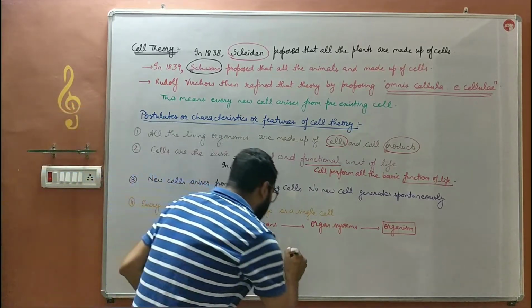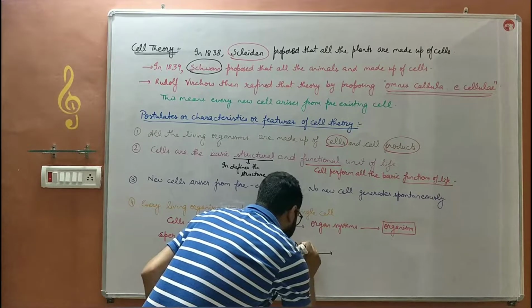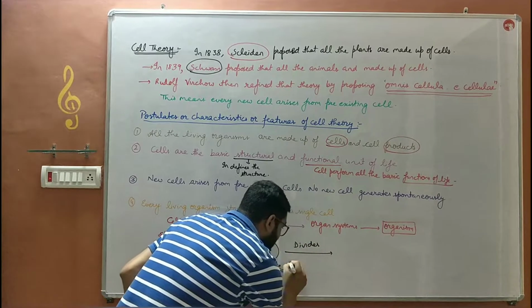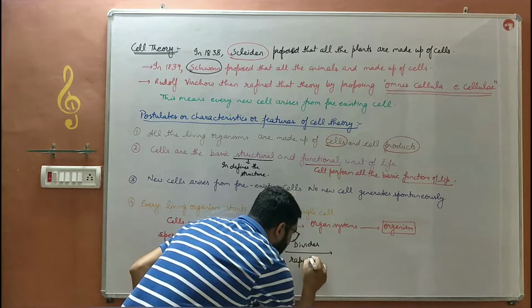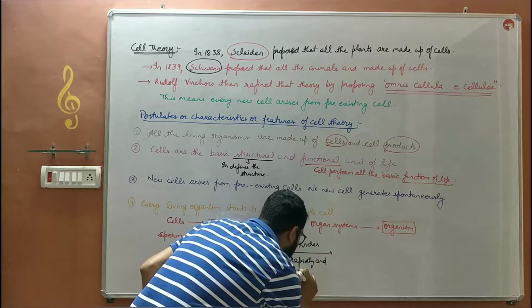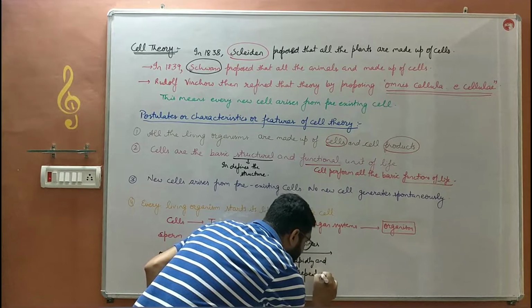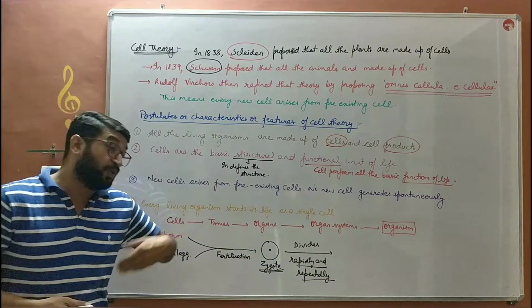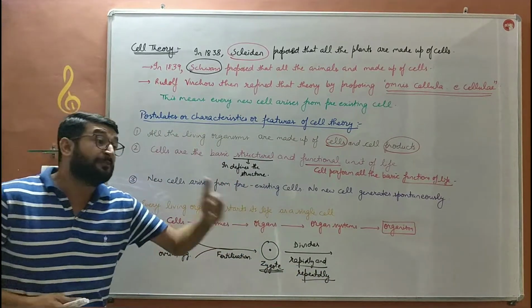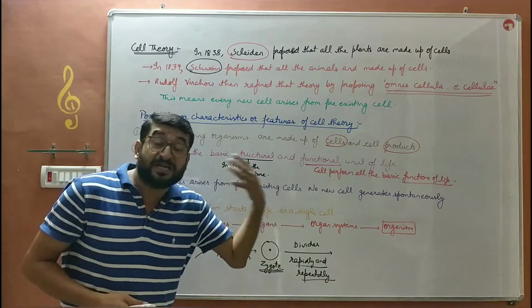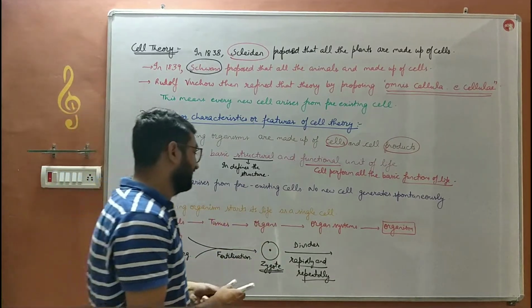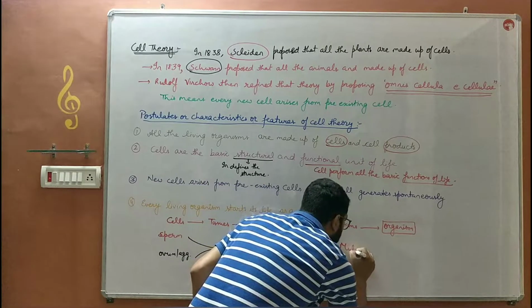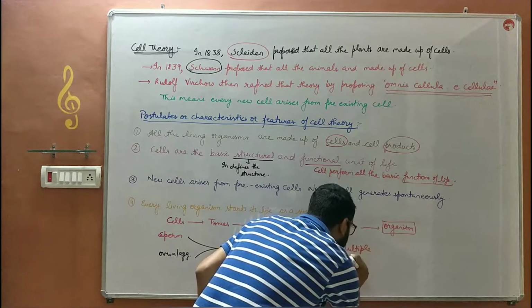This zygote divides rapidly and repeatedly. What do you mean by this? This zygote divides quickly and repeats this multiple times and produces multiple cells. Produces a large number of cells, millions, trillions of cells.